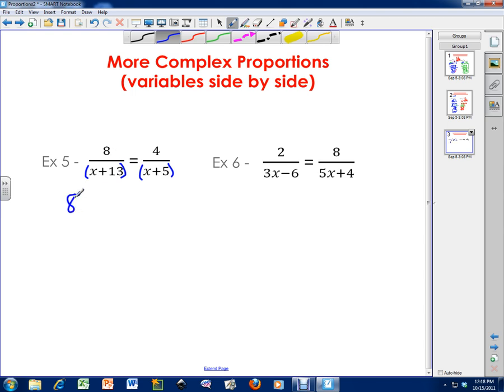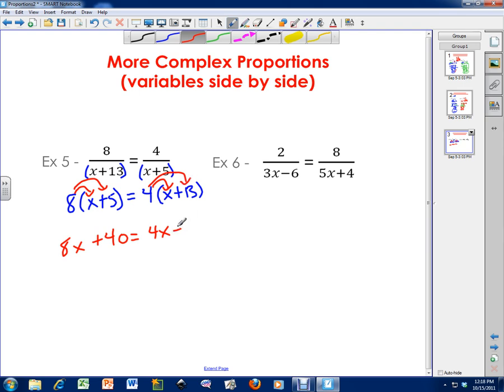So we have an 8 times x plus 5. That's going to equal a 4 times x plus 13. And then I'm going to make the 13 not a b. But anyways, you're going to distribute the number into the parentheses here. So that's 8x. 8 times 5 is 40. And then 4 times x is 4x. 4 times 13 is 52. And then we always subtract the smaller variable from the bigger variable. So we get 4x plus 40 equals 52.